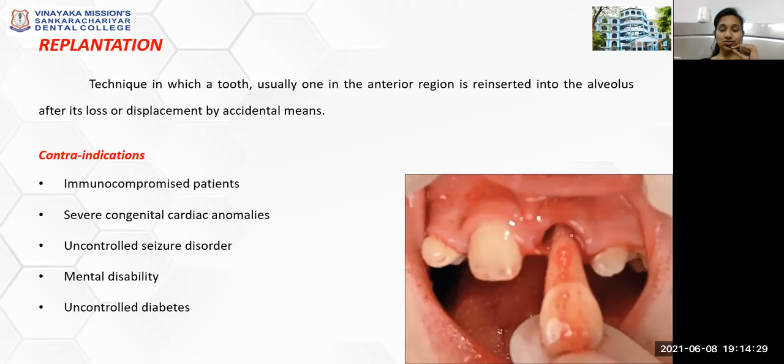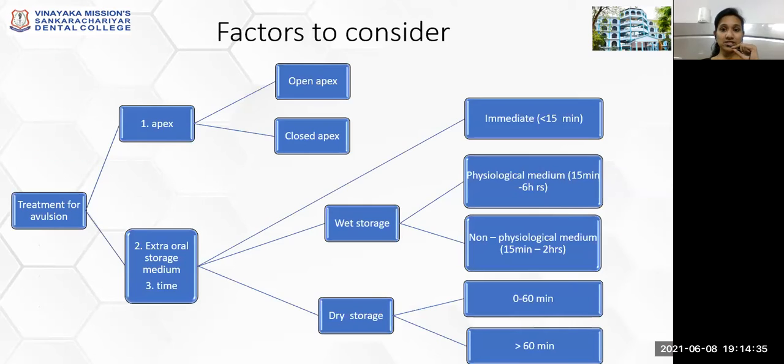Once you're sure that the patient is not falling under any of these contraindications, then start with the factors which will determine your treatment plan. Now, the treatment of the avulsed tooth is based upon the root formation, the time that has lapsed between the injury and the time they reported to the clinic, and the medium in which they are placed. The three important factors are the root development, whether the root is completely formed or not. The second is the time lapsed from the injury till they reported to the clinic. The third one is the medium in which they brought the avulsed teeth. So all these three are going to determine the treatment.